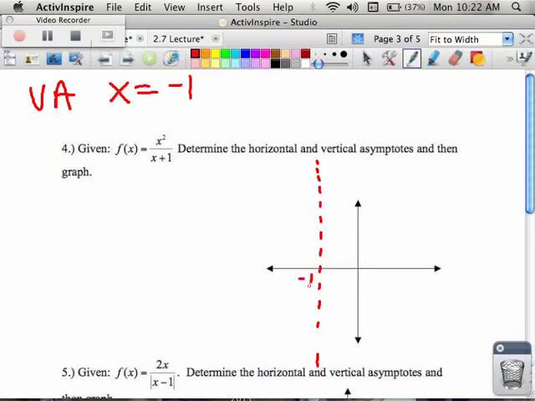And then, after I do that, I'm going to look for some kind of horizontal asymptote. Is there one? Well, it has to be something to infinity, and that doesn't make any sense for horizontal. So there's no horizontal.